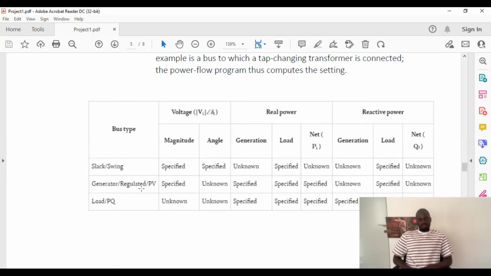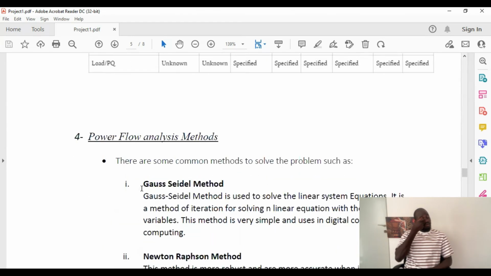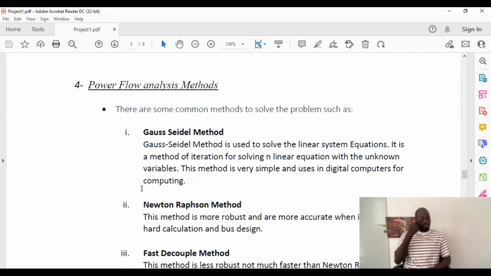Let's now talk about the power flow analysis methods. There are some common methods to solve the problem, such as the Gauss-Seidel method, which is a method of iteration for solving linear and nonlinear equations with unknown variables. This method is very simple and is used in digital computers for computing.